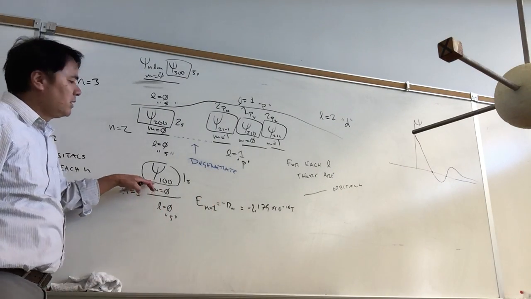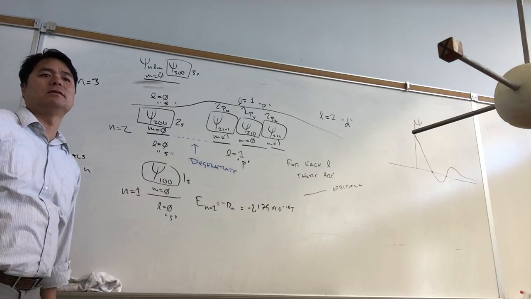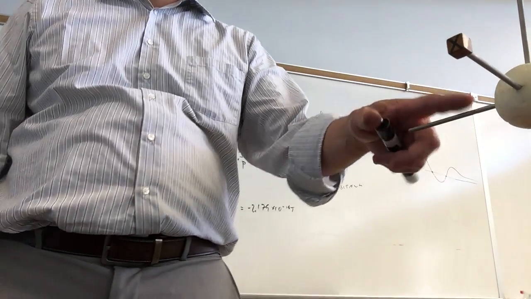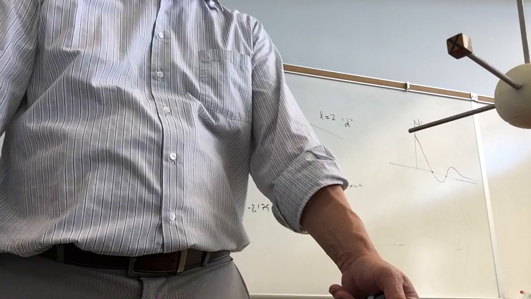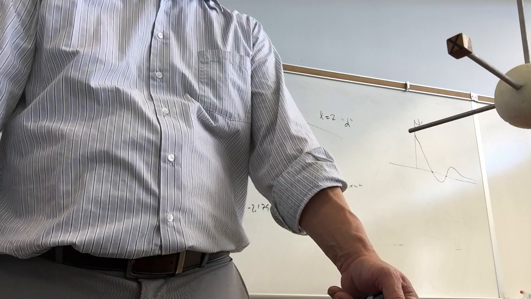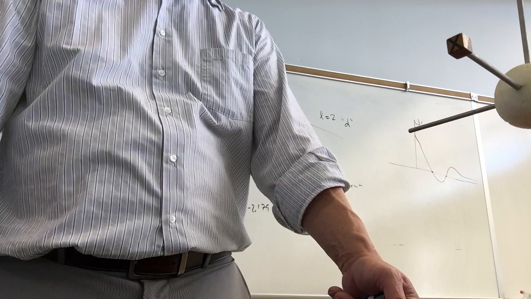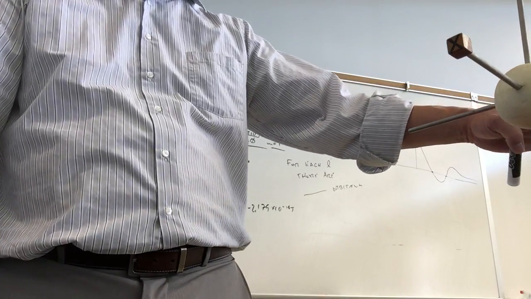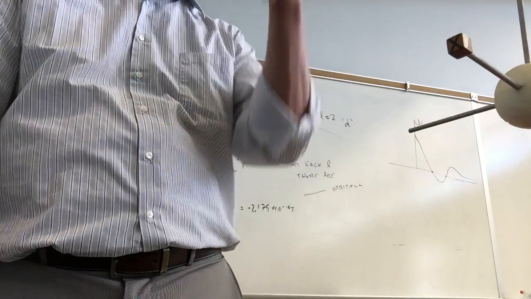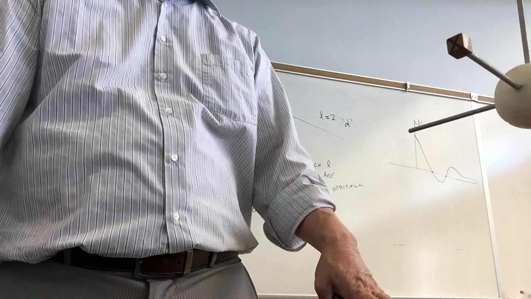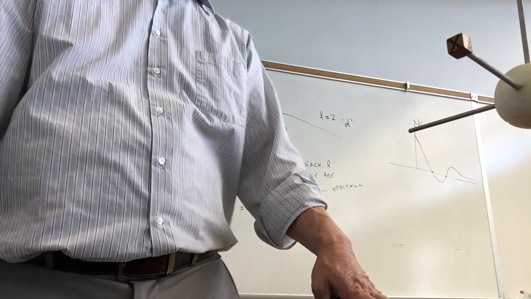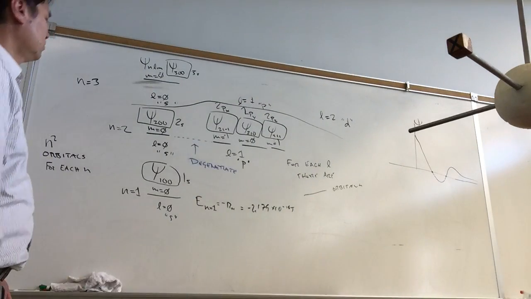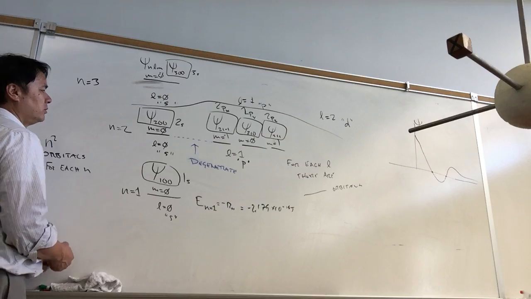How many nodes did we have in the 1s orbital? How many internal nodes did we have? Was there 0 amplitude? Only at infinity, right? So it didn't really cross. It was just positive amplitude. So for the 1s orbital, there were no internal nodes.